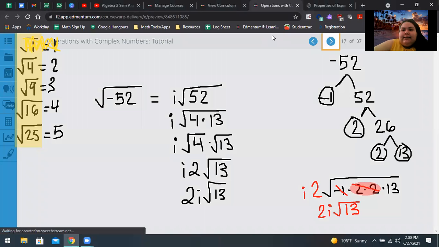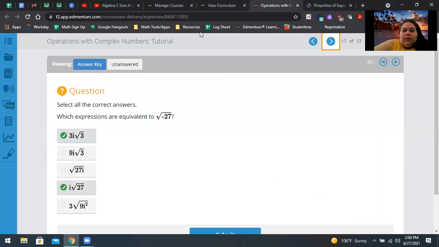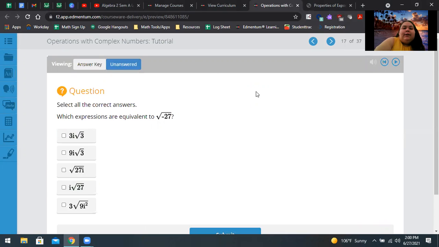Moving on to slide 17. We're going to talk about a couple of different ways of how to rewrite this expression. We'll go ahead and work on this one together. And again, if you like the tree diagram, I'll do the tree diagram, and then also we'll use the square root method, which I'm going to use first. So the square root of negative 27.